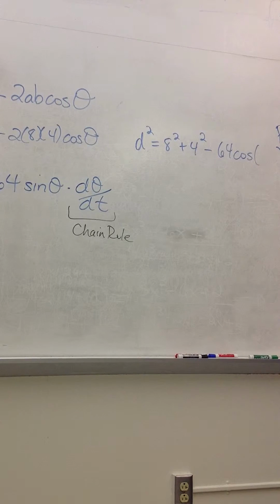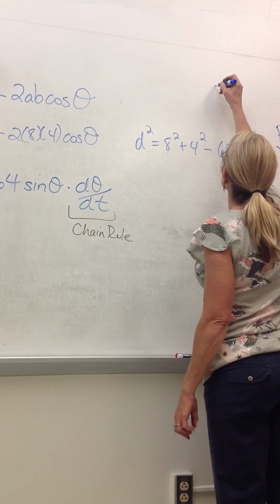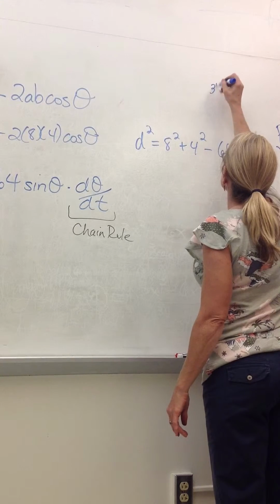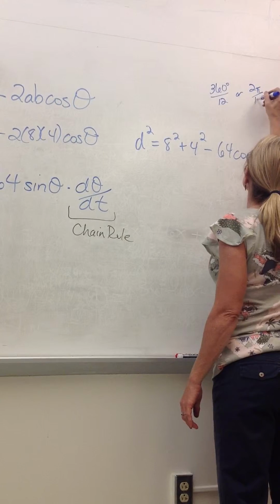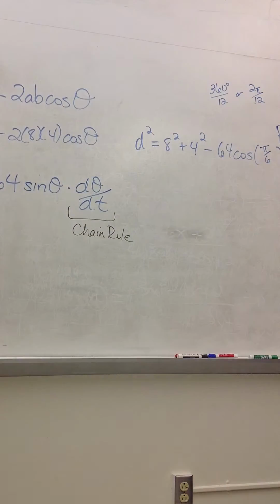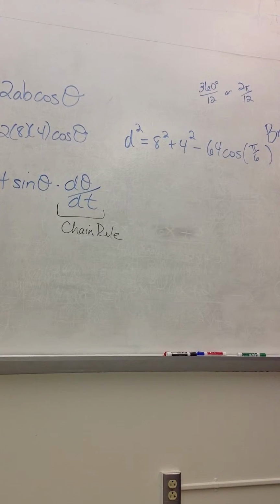I'm sorry, I heard somebody say 60, it's not 60. 30. Or pi over 6. Pi over 6, yes. If you have 12 individual spots, you have 2 pi for the whole, and then you want to divide it by 12. So either 30 degrees or pi over 6, and again, because you're plugging it into the cosine and that's what you're actually evaluating, it doesn't really matter which one you use.